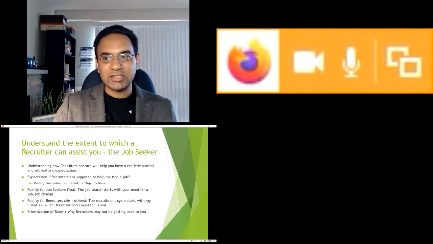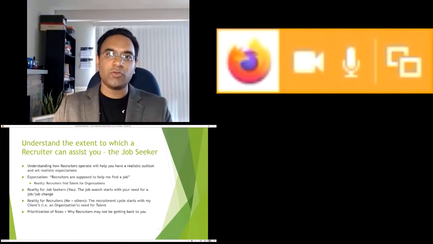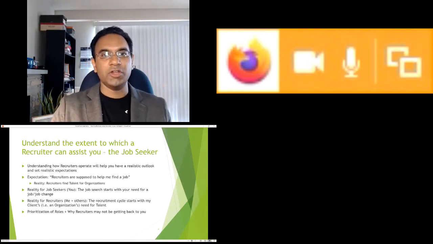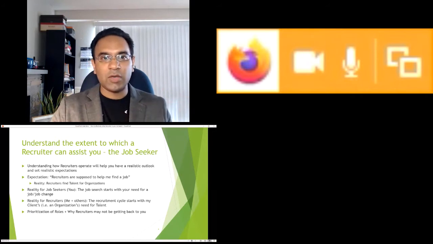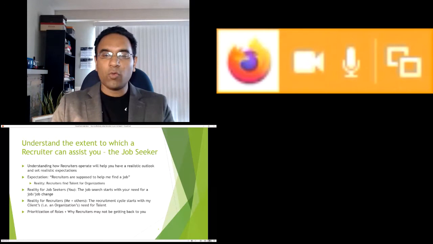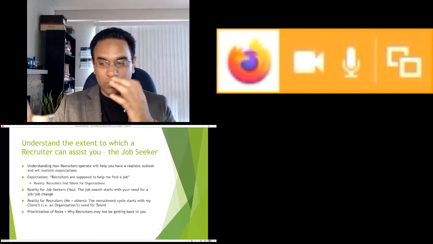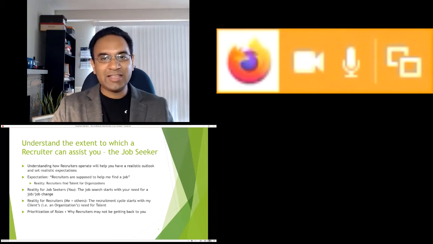Now, why do I mention this? I'm going to shift into the recruiter's perspective right now. How recruiters prioritize their search, who they want to reach out to and connect with, which job seekers they want to get into communication with, which skill sets they want to focus on, and what roles they're actively working on highly influences their focus. And this is probably the number one reason why most recruiters are not getting back in touch with you or reaching out to you on your initial contact.